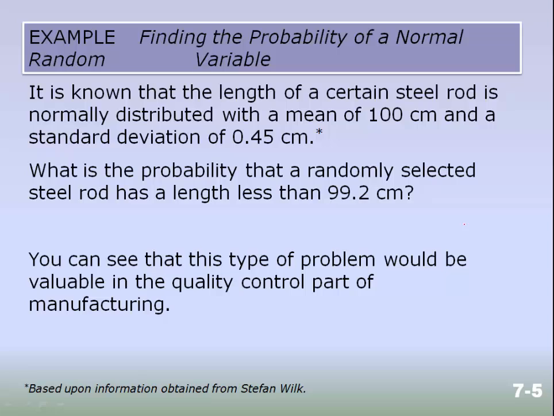It is known that the length of a certain steel rod is normally distributed with a mean of 100 centimeters and a standard deviation of 0.45 centimeters. What is the probability that a randomly selected steel rod has a length less than 99.2 centimeters? You can see that this type of problem would be valuable in the quality control part of manufacturing.